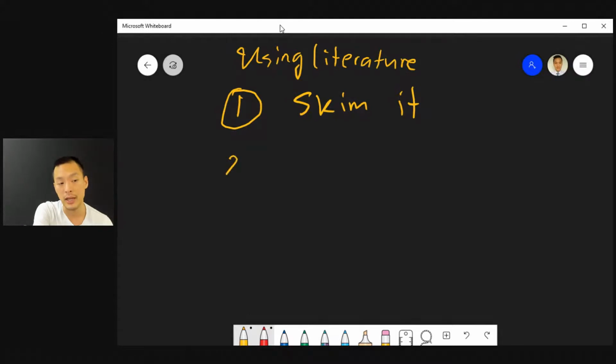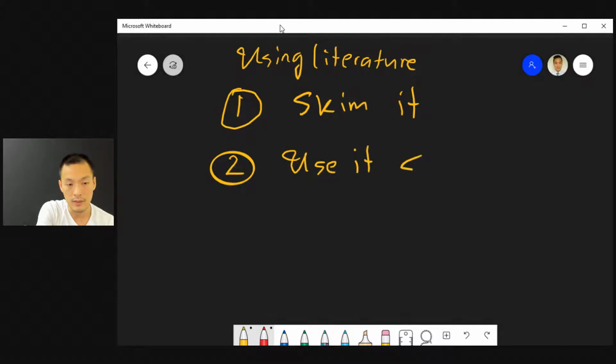So number one is skimming it. Because when you get a research paper, you don't even know whether you want to use it or not, whether it would be useful for you or not. So you just kind of skim it. The second level of using a literature is for you to just use it. This is the level that we were discussing from this example. Using a piece of literature means you are just going to cite the result in your thesis.